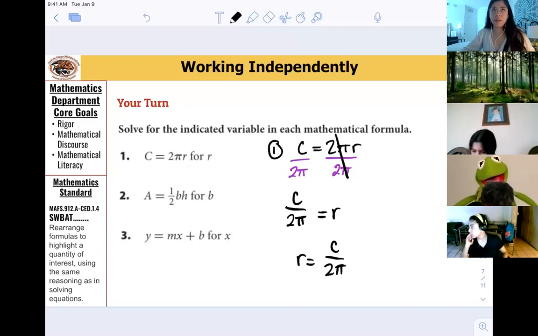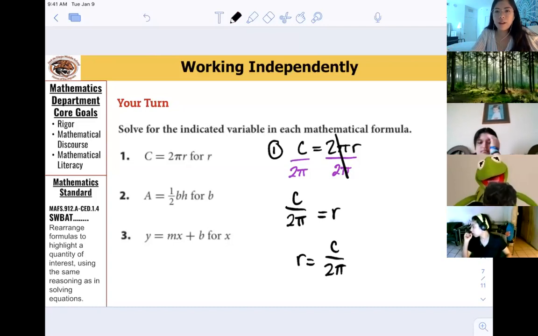That one was very similar to the first one we did, the volume one that we did together. Any questions? All right. That was number 1.